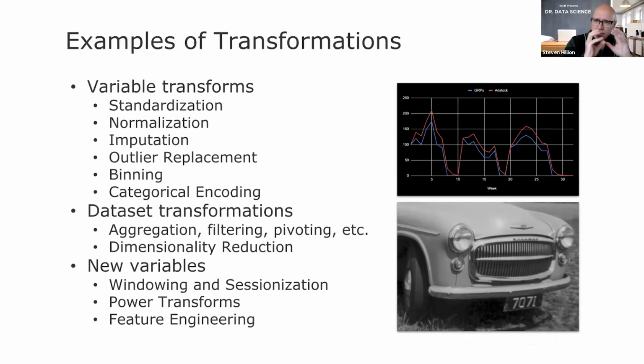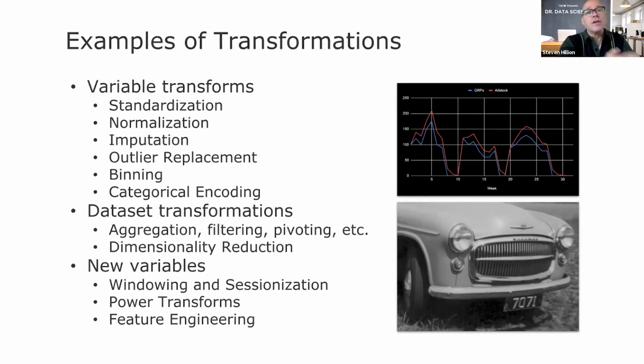Those are transformations at the variable level. Of course, there are transformations of the whole data set, so aggregations and pivoting and filtering and so on, removing columns, removing rows. And then dimensionality reduction is often a transformation step that happens before we begin modeling. Very simple things, just like looking at correlations and filtering out those columns that are strongly correlated with each other. More advanced things like PCA, using clustering techniques to do variable reduction.